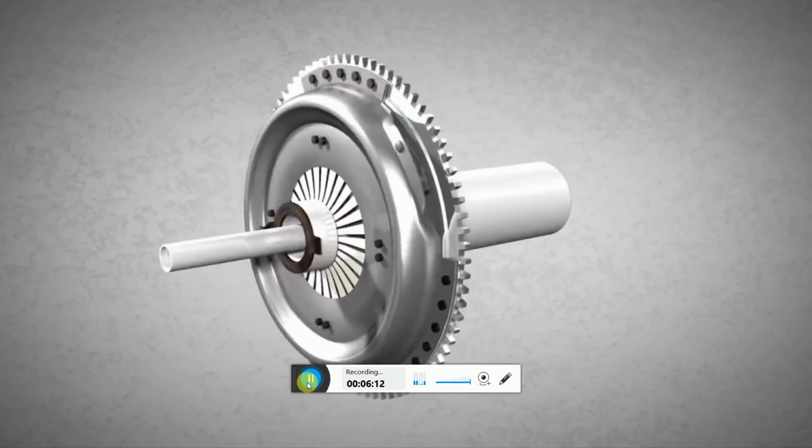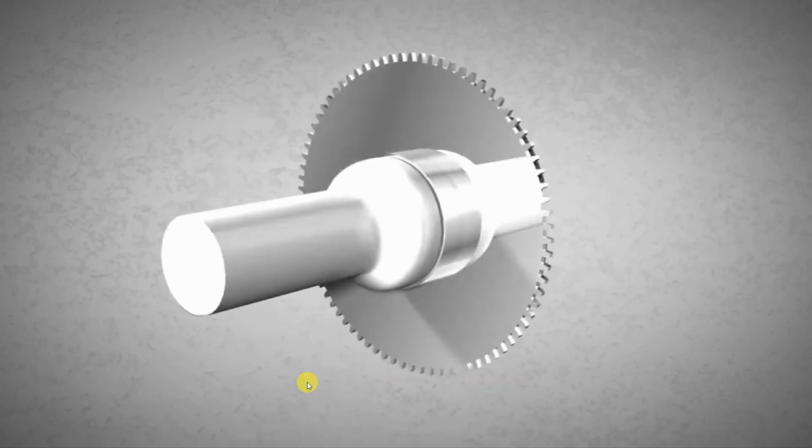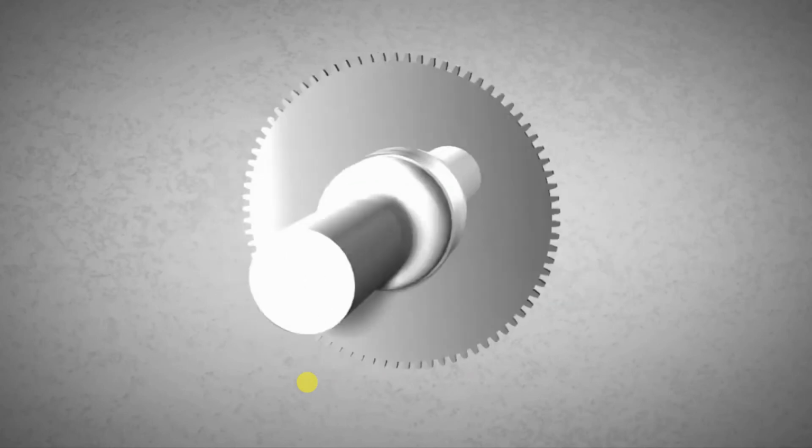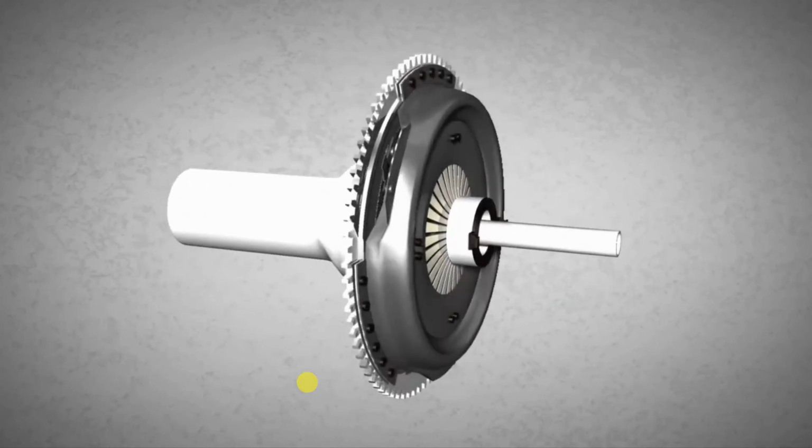a clutch to transmit power produced by the engine to the gearbox. The vast majority of cars and motorcycles rely on dry friction clutches, which will be explained in this animation.